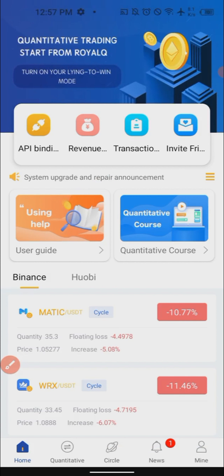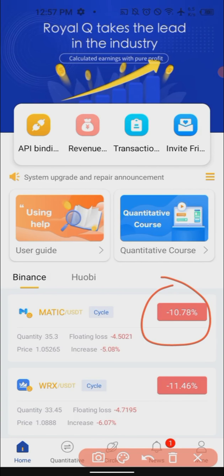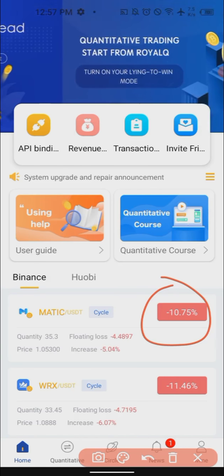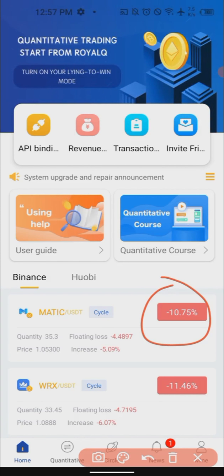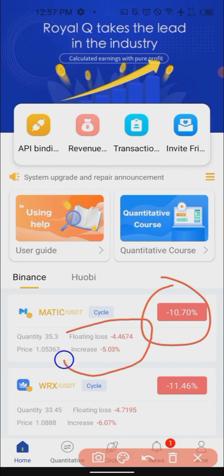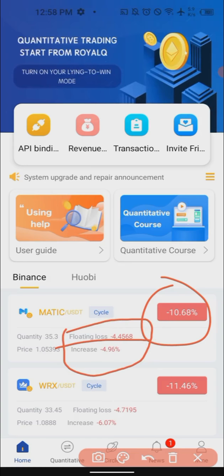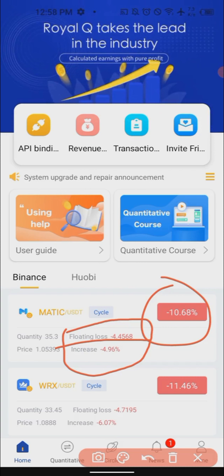This is Matic. I'm trading Matic. I can see that presently, from the point of my entry into the market, the price has dropped by minus 10%, and it has incurred a floating loss. You can see the floating loss here. What this simply means is it is not an actual loss, but if I choose to go and manually cancel this trade and sell by myself, this is the loss I will make.